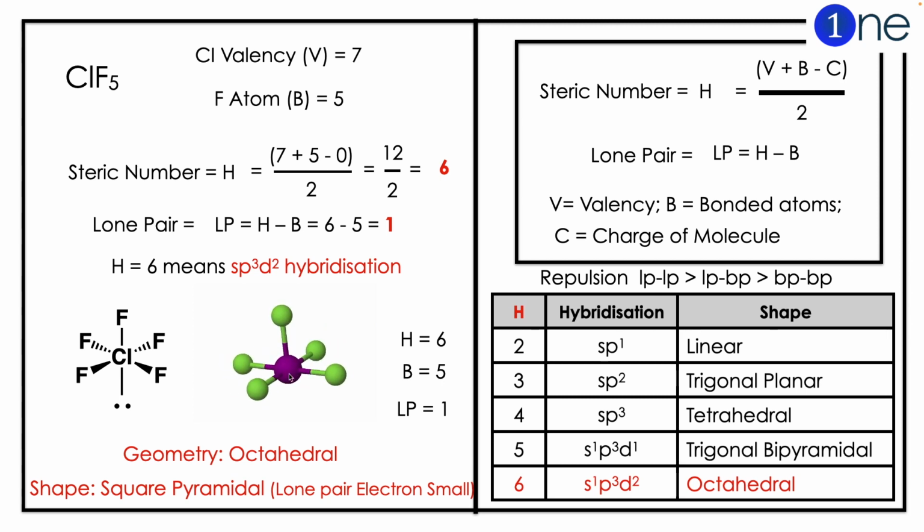Steric number 6 means octahedral structure. With a lone pair it becomes square pyramidal. So if you draw the structure with one lone pair, the octahedral geometry anywhere is the same. So with the lone pair at the axial position, you have a square pyramidal structure. So the shape of chlorine pentafluoride is square pyramidal and the hybridization is sp3d2.